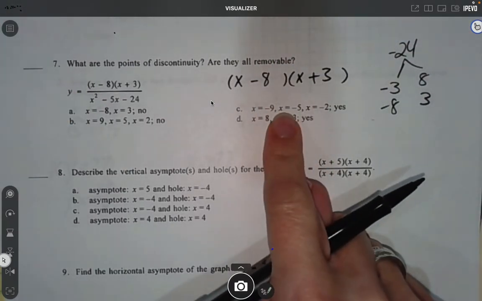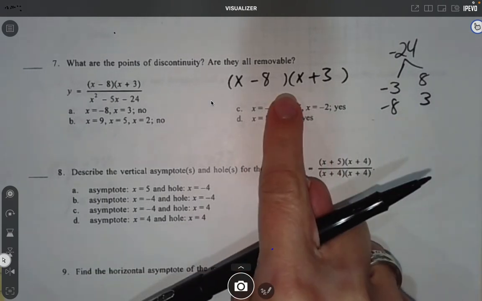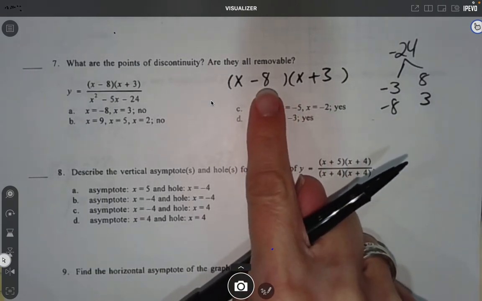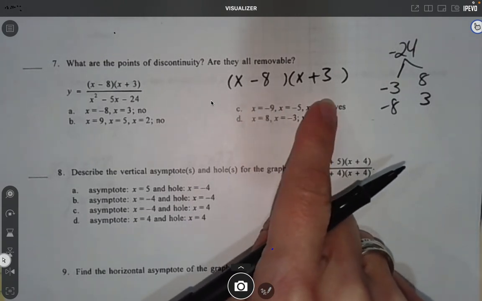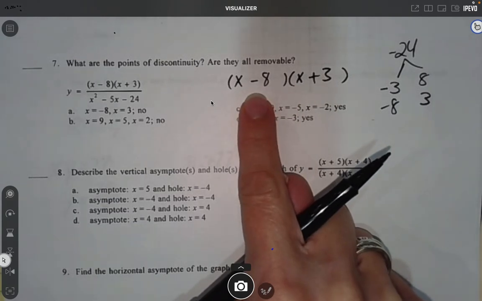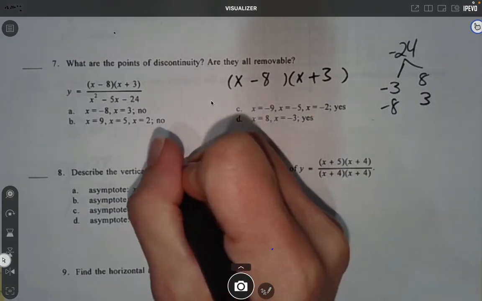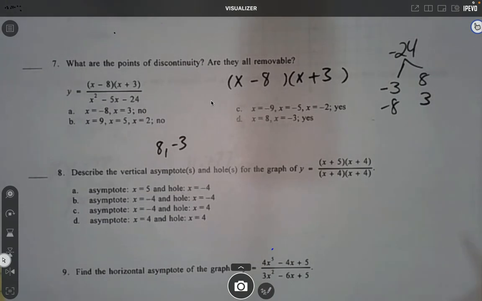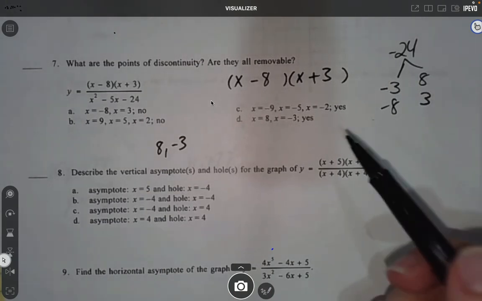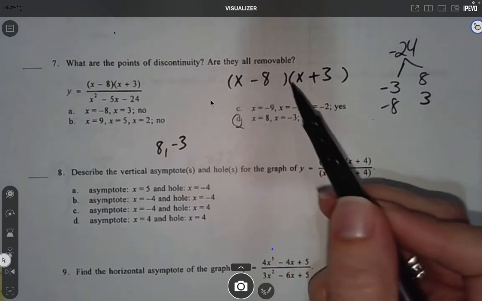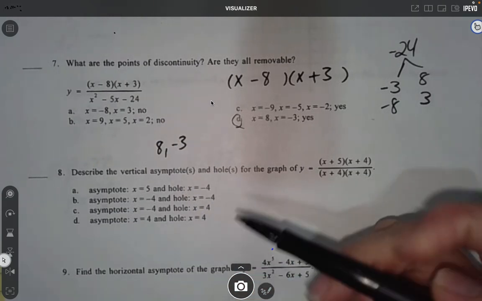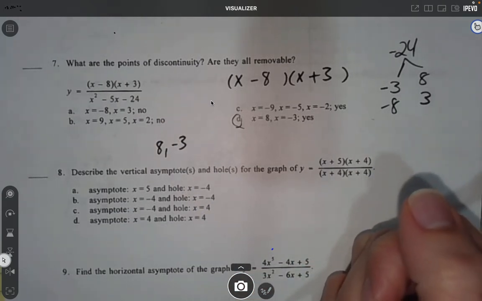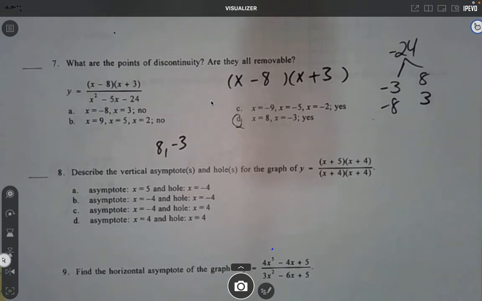Is everybody okay with how I got factors? So that means they would be +8 and -3. That's what would make it go to 0, because of 8 minus 8, -3 plus 3. So I'm looking at +8 and -3. It's looking like it's going to be D, but let's make sure. Are they removable? Yes, because they're the exact same as the ones on top. They would cancel out. Is everybody okay with that one? So it's D.